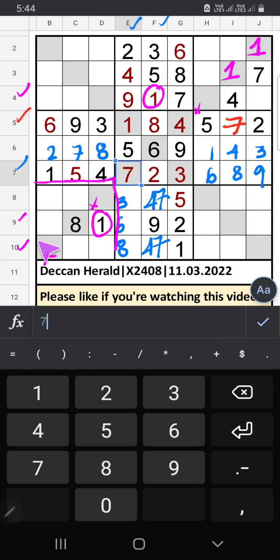Ninth row and 10th row, we have 1. So 1 can't come in these cells. In this diagonal also, we have 1. So 1 can't come in the cell. 1 will come in any one of the cells. We will confirm later.